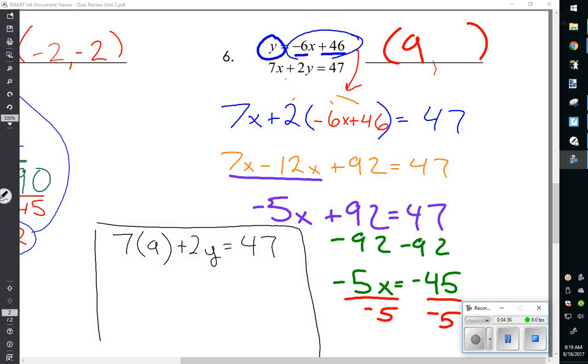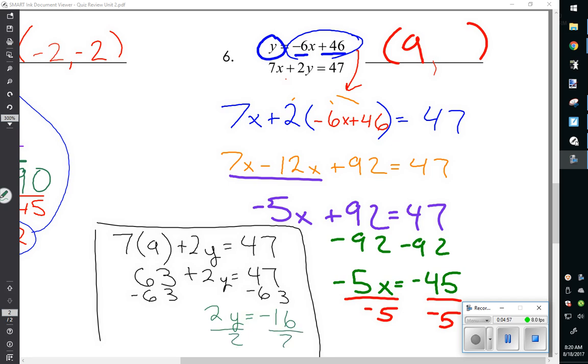7 times 9 is 63. Plus 2y equals 47. Minus 63 from both sides. I get negative 16. Divide by 2. Take negative 16, divide by 2. My y value here is going to be negative 8.